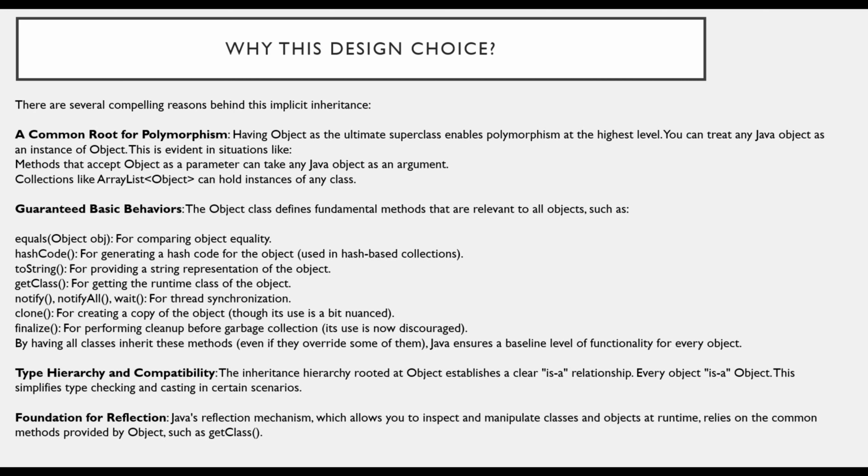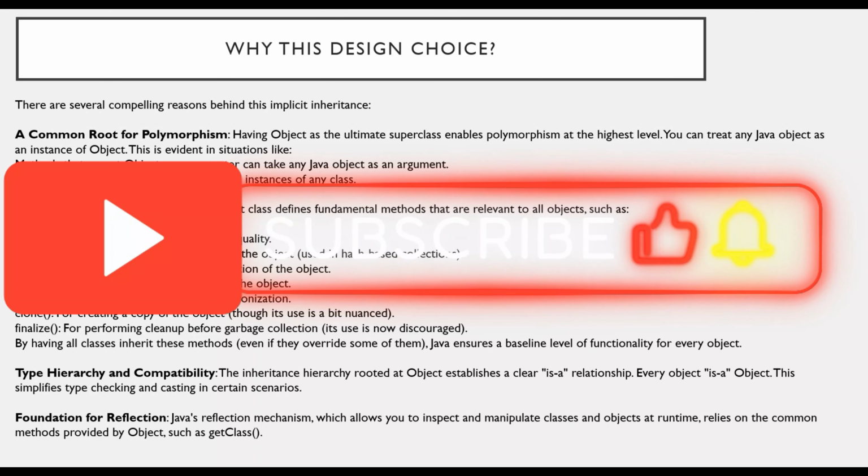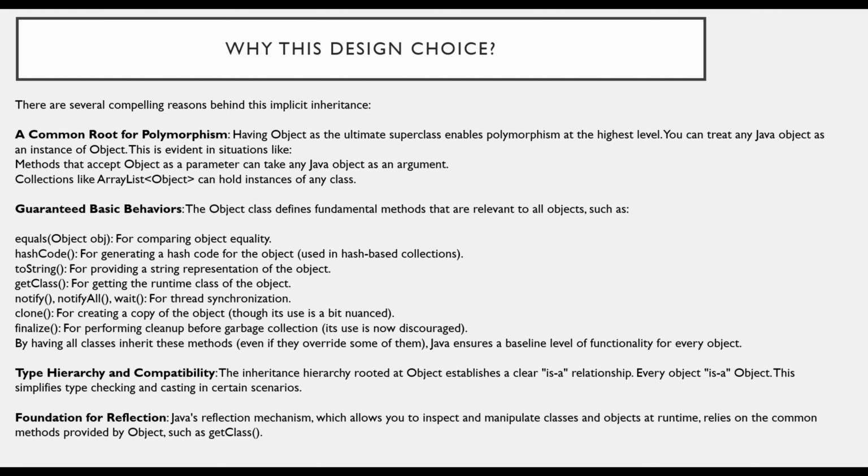So now you can treat any object you create as an implicit Object of Java. Let's say you have a method which accepts Object as a parameter. It can take any object as an argument, whether it is any of the custom objects which you have created, it is going to take it up. There can also be a collection like ArrayList which accepts generic types as Object, which can hold any type of object, whether it is a string or any other thing.